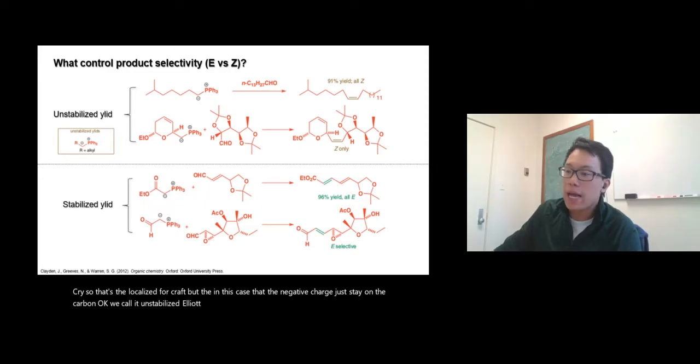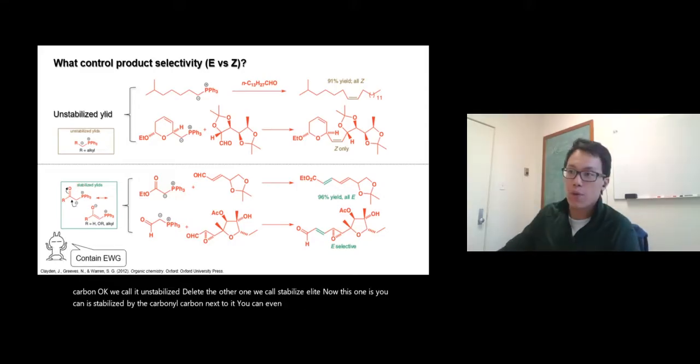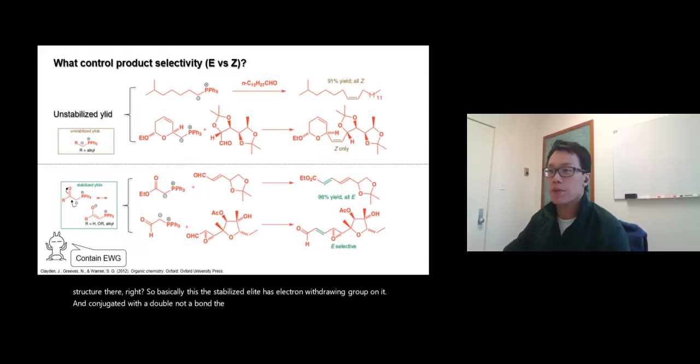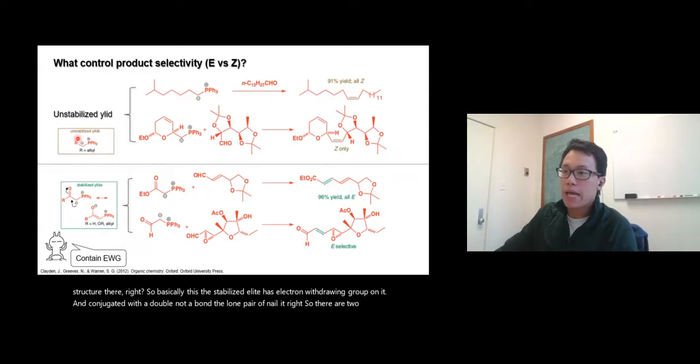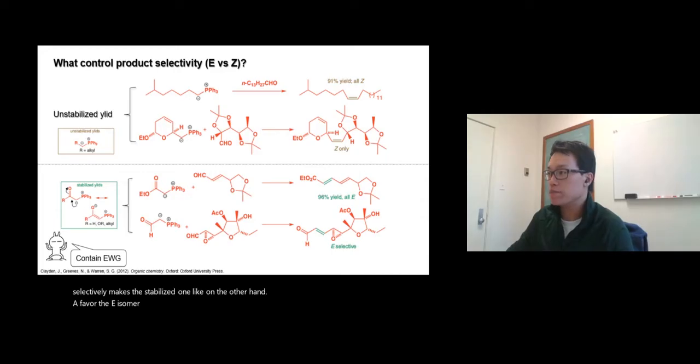The other one we call stabilized ylid. This one you can actually see is stabilized by the carbonyl carbon next to it. You can even draw the resonance structure there. Basically, the stabilized ylid has an electron withdrawing group on it, conjugated with the lone pair of the ylid. So there are two types: unstabilized ylid and stabilized ylid. The unstabilized one favors the formation of Z, selectively making Z. The stabilized one, on the other hand, favors the E isomers, selectively making E isomers.